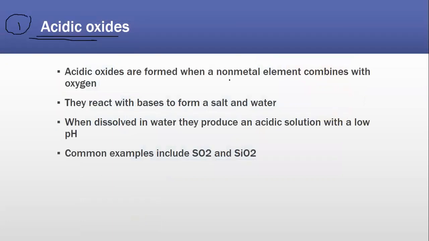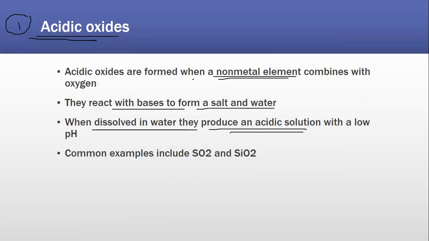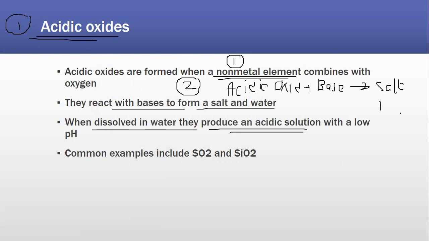Acidic oxides are formed when a non-metal element combines with oxygen. They react with bases to form salt and water, and when dissolved in water, they produce an acidic solution. So क्या होते हैं acidic oxides? Number one, they are formed from a non-metal element. Number two, when they react with bases, for example, if an acidic oxide will react with a base, what will it produce? Salt and water. And when they are dissolved in water, they are going to produce H plus ions and they will also have a low pH.